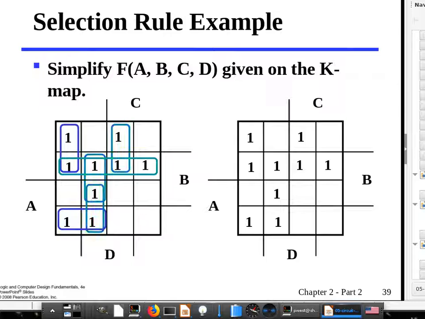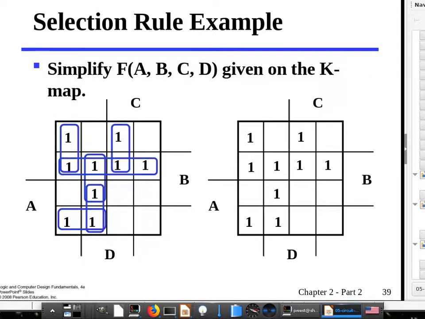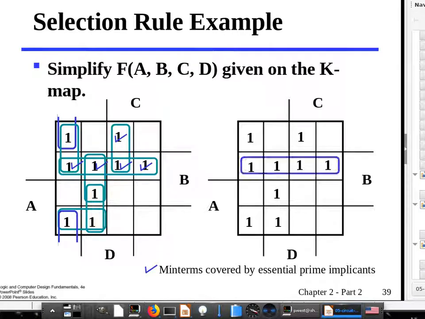We don't really care about this. Let's do a full example pictorially. On the left, they made all the prime implicates, and then they determined which ones were essential. This is a box with only one prime implicate, so you have to select that. And this is a box with only this prime implicate, so you have to select those two. Those are the essential ones.